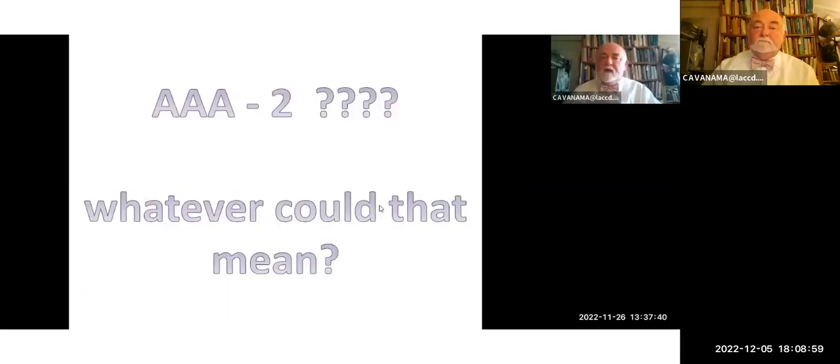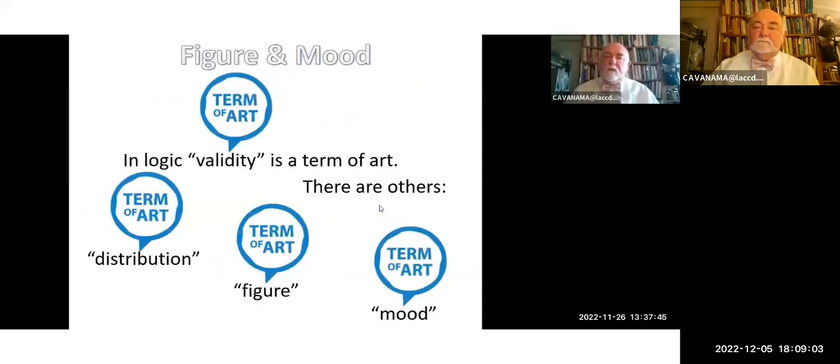Okay, AAA-2, whatever could that mean? Well, again, I mentioned terms of art before. In logic, validity is a basic term of art. I mentioned in the last lecture distribution, also a term of art, and here we have two more, figure and mood. Again, they have ordinary meanings in colloquial speech, not the same meaning that they have technically here.